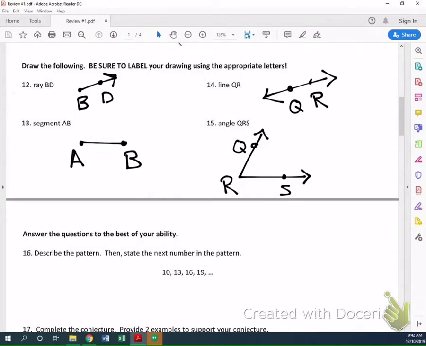All right, number 16, describe the pattern, then state the next number in the pattern. So what's happening in this pattern? Adding what? 3, good. So what would the next number be? 22. 22, great. What are your questions?